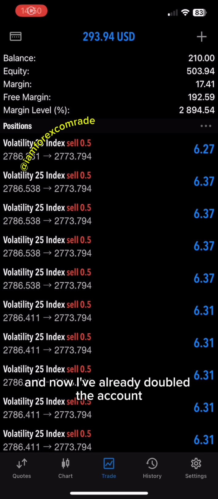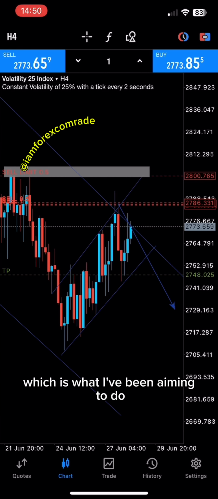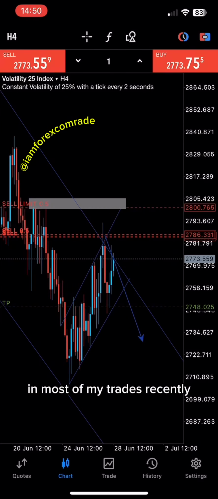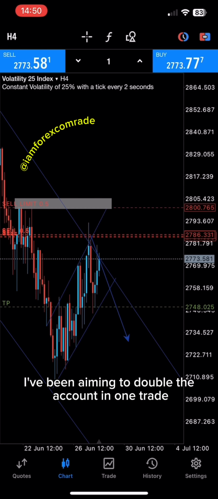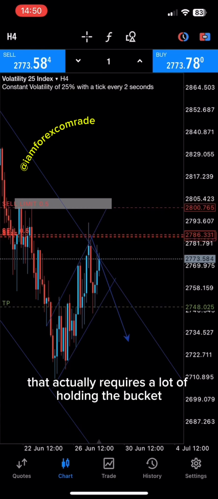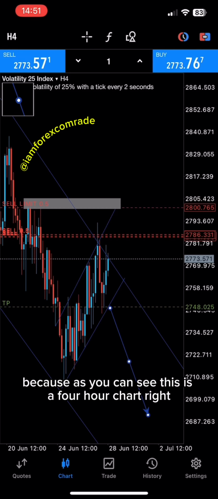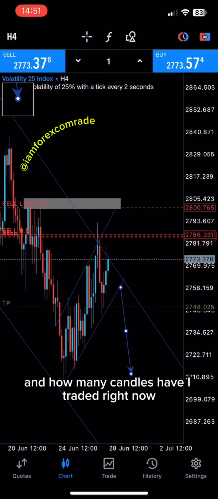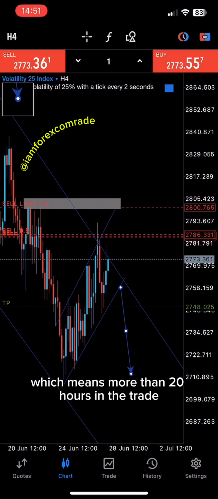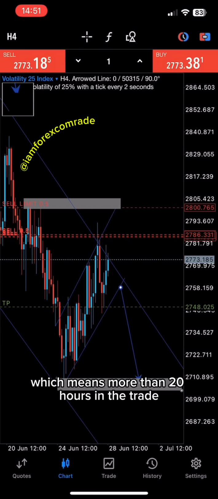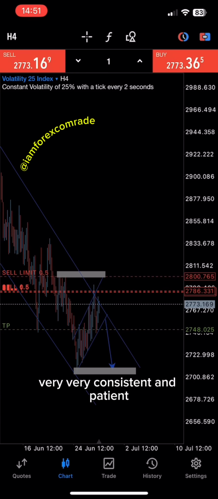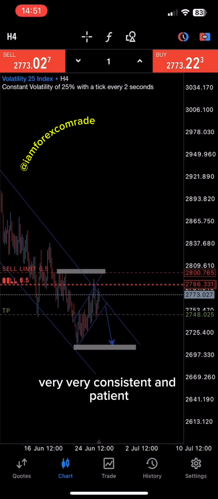And now I've already doubled the account, which is what I've been aiming to do in most of my trades recently. I've been aiming to double the account in one trade. That requires a lot of holding the market, because as you can see, this is a 4-hour chart, right? And how many candles have I traded right now? More than 5, which means more than 20 hours in the trade. It requires you to be very consistent and patient.